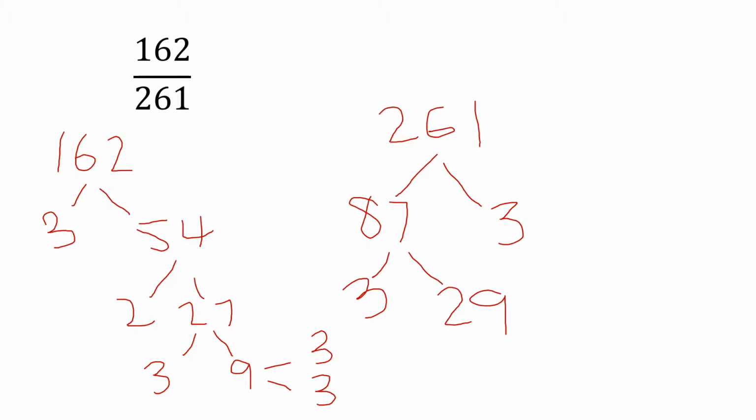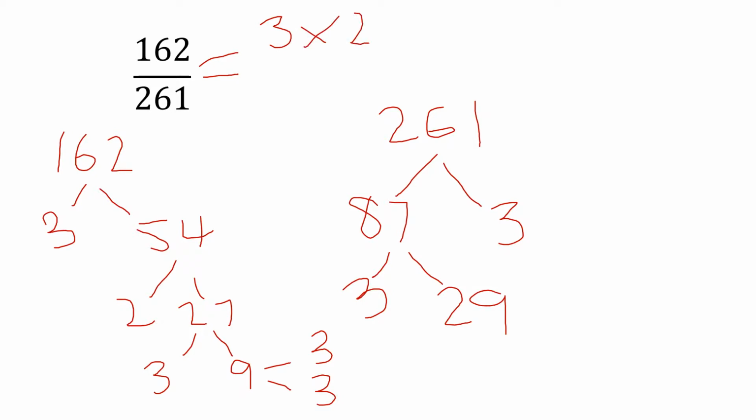Now I think 29 is a prime number. Let's check that. 2 doesn't work, 3 doesn't work, 4 doesn't work, 5 doesn't work, and 6 doesn't work. So yeah, 29 is a prime number. So now I can write the whole fraction using my prime factorizations.